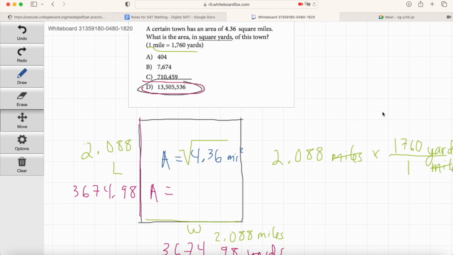Questions about that, or does that make sense? No, that makes sense. And that does make sense logically, too. If it's 4.36 square miles, that's a good-sized town. That's a lot of area. It's going to be a lot of yards. Even if you're just guessing here, I'd guess one of the bigger numbers. A and B don't make a ton of sense logically either. If you know how big a yard is in comparison to a mile, it's got to be a huge number. So even if you're just guessing, I think you have a 50-50 chance between C and D if you're thinking about the question clearly.